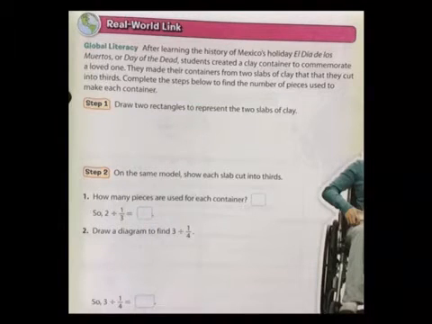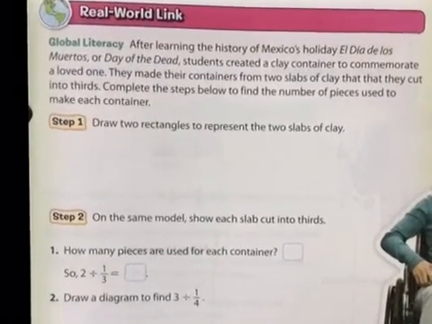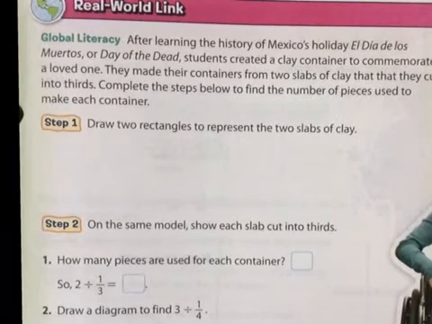Okay, now let's see how dividing fractions relates to the real world. Here we have El Día de los Muertos. After learning the history of Mexico's holiday El Día de los Muertos, or Day of the Dead, students created a clay container to commemorate a loved one. They made their containers from 2 slabs of clay that they cut into thirds. Complete the steps below to find the number of pieces used to make each container.